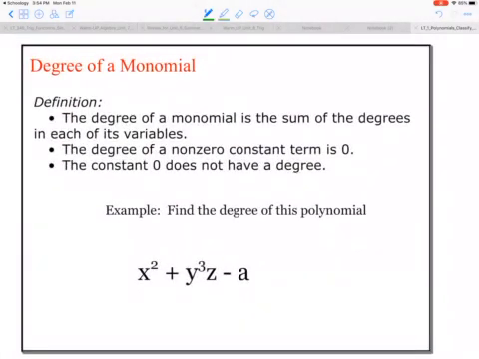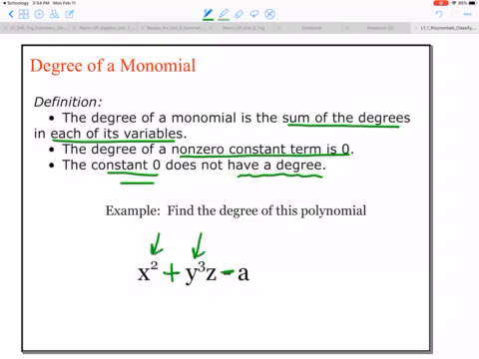The degree of a monomial is the sum of the degrees of each of its variables. The degree of a non-zero constant term is 0, and the constant 0 does not have a degree. So let's find the degree of this polynomial. What I like to do is separate this with addition and subtraction. You can see that I have 3 terms. We call this a trinomial.